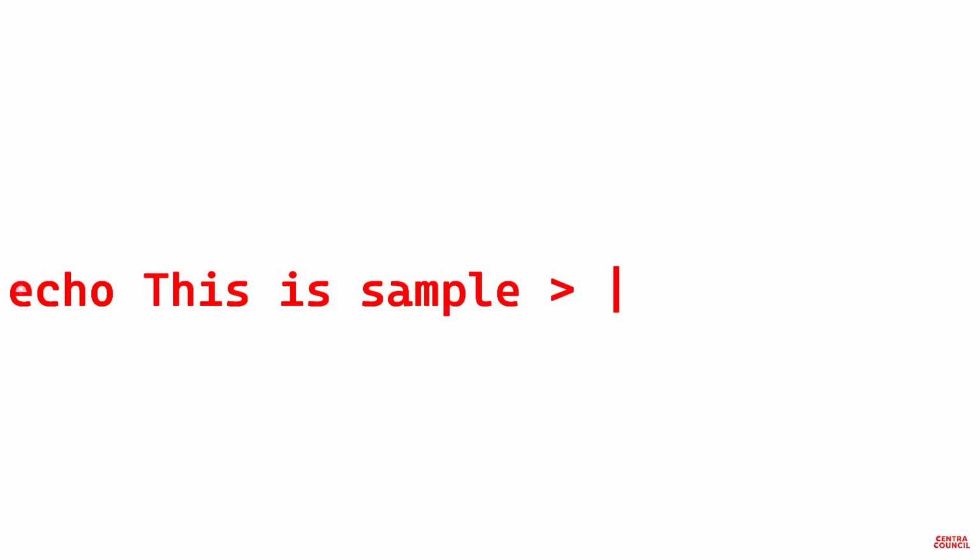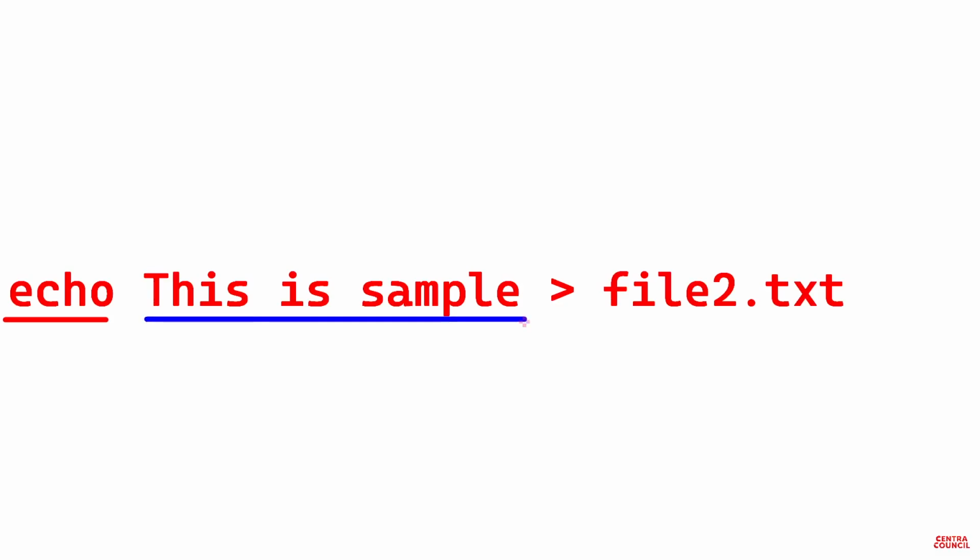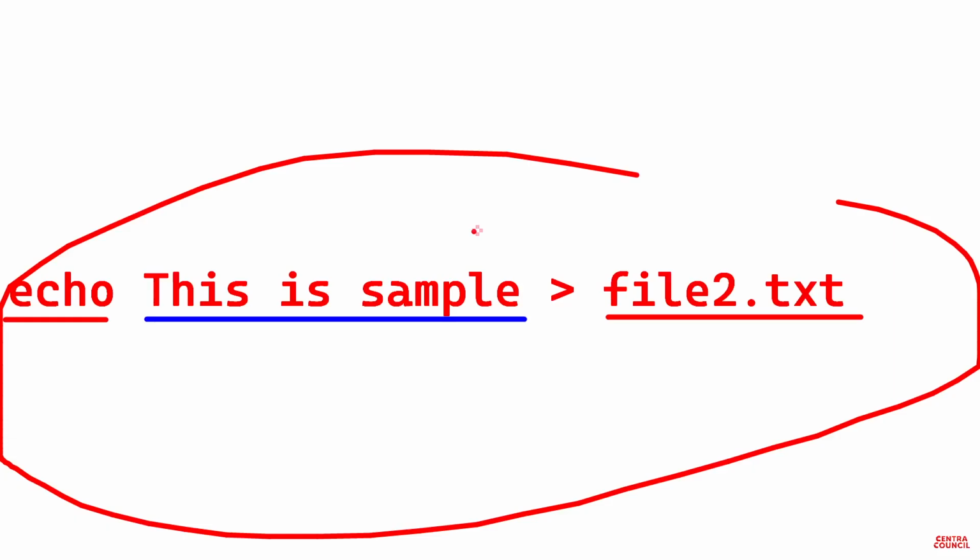So I can just say maybe file2.txt. What this means is that I want to create a file by using echo, with this text inside it, "this is a sample," and then the file name should be file2.txt, right? So that's simply how to do that.